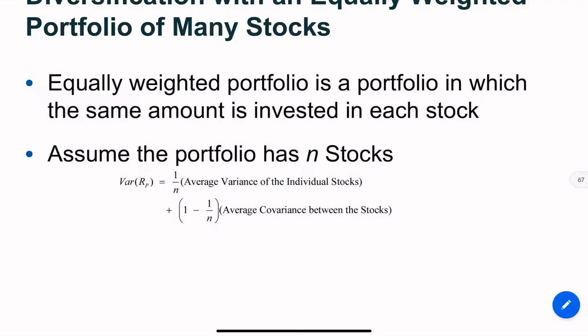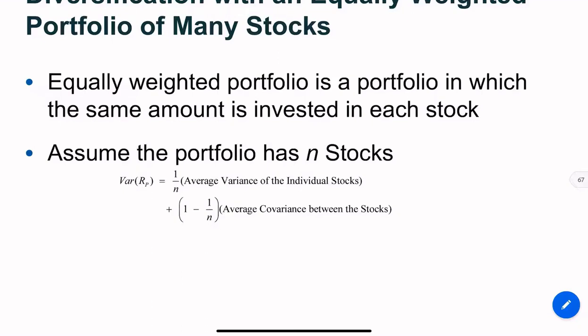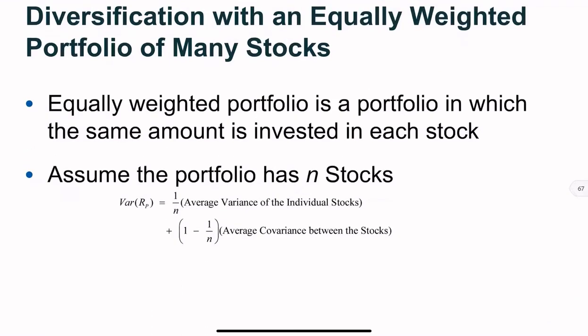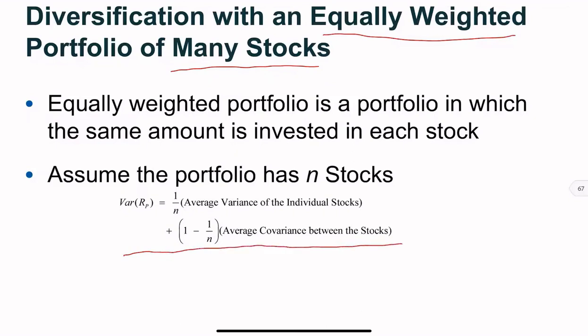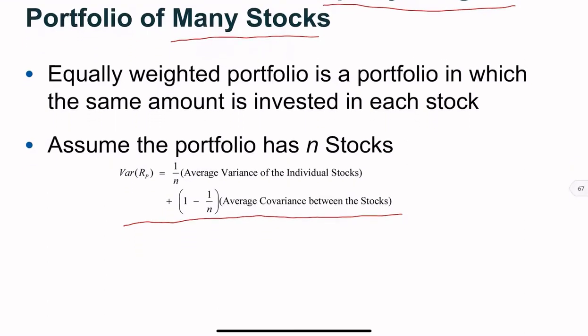So basically, remember that the basic assumption is we have many stocks and they're equally weighted. For this special case, we know that the variance can be expressed as this, right? So basically, it's a combination of average variance of individual stocks and average covariance between different stocks.